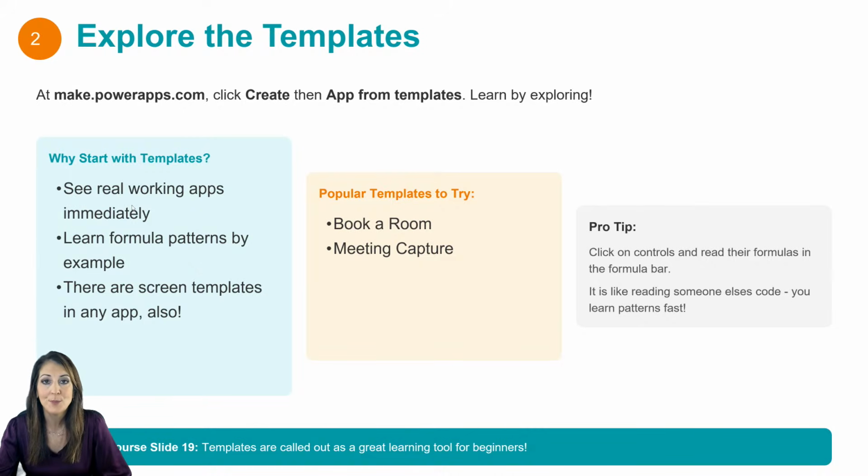Tip 2 is explore the templates. So as you start building a Power App, you might want to get ideas. You might want to see how things are done and how some formulas are written, or the best way to do things. Well, there are a few templates. There used to be a lot more templates. These are just built into the product.